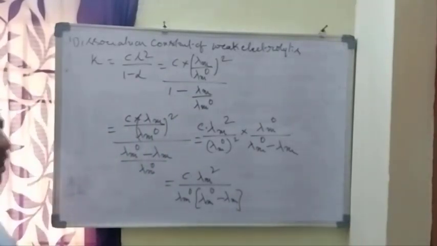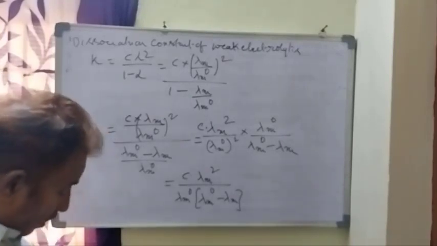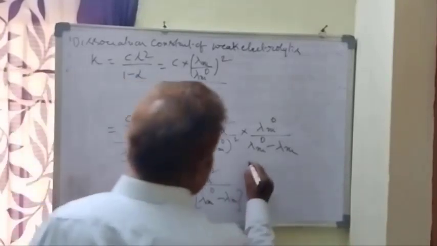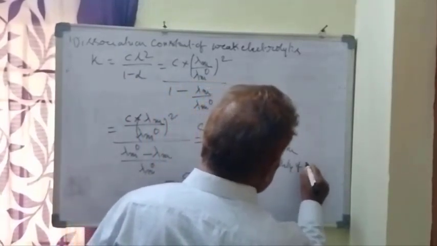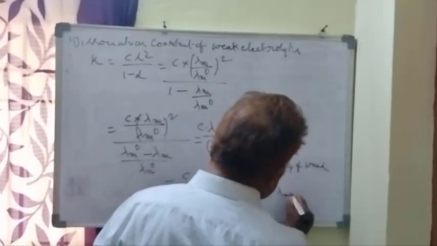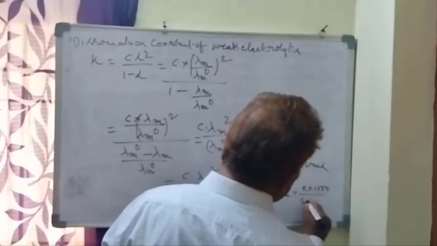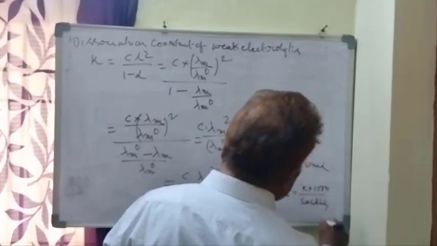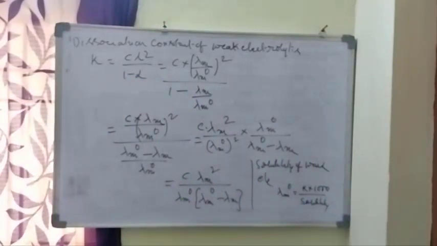So by using the Kohlrausch law, we can find the solubility also. Solubility of weak electrolyte, lambda m naught equal to K into 100,000 by solubility. So all these are the applications of Kohlrausch law.